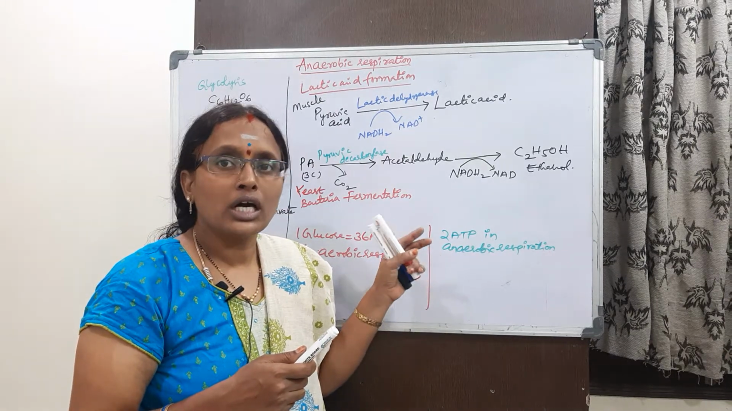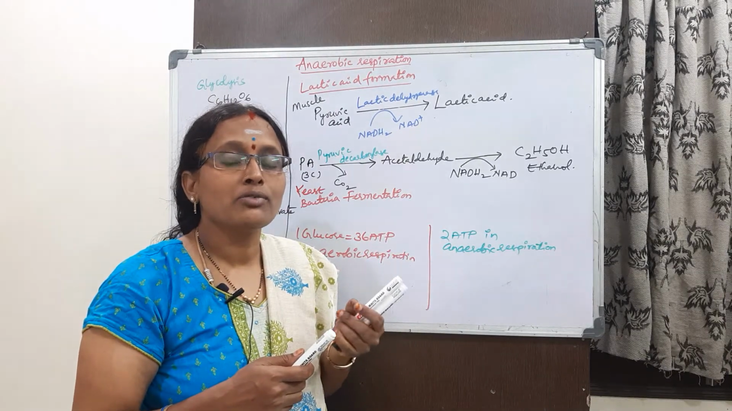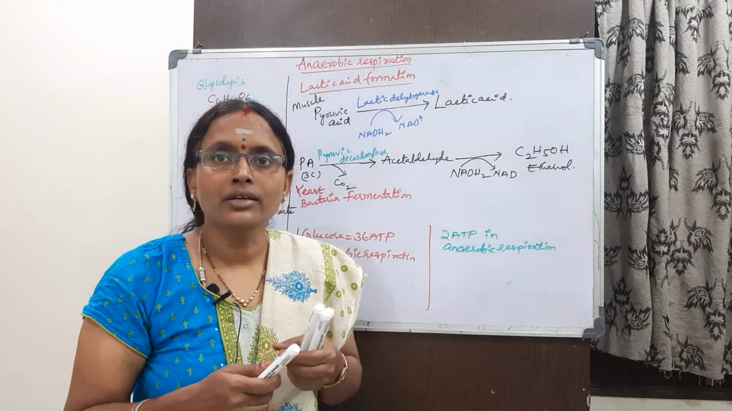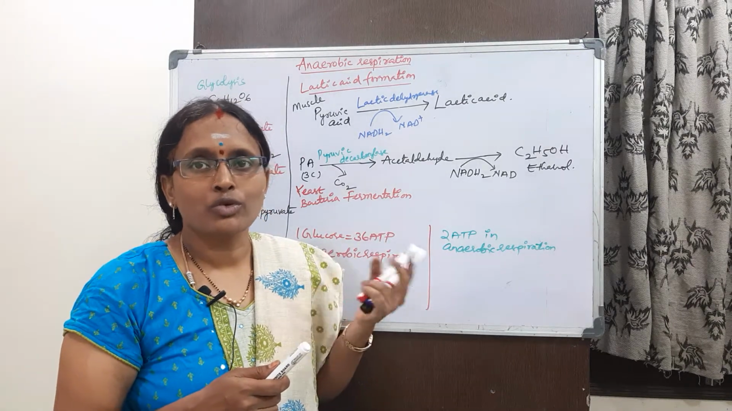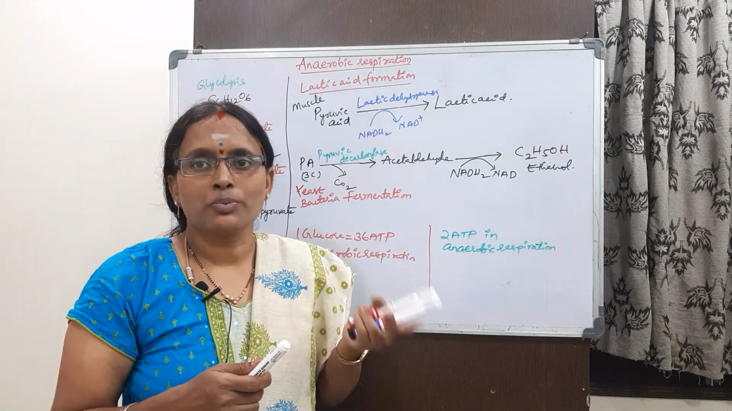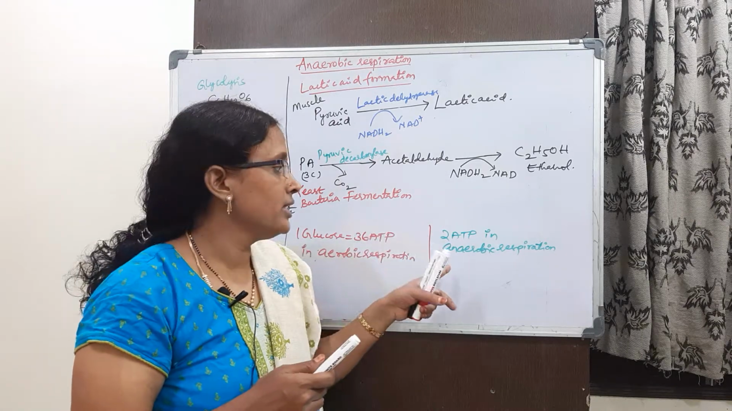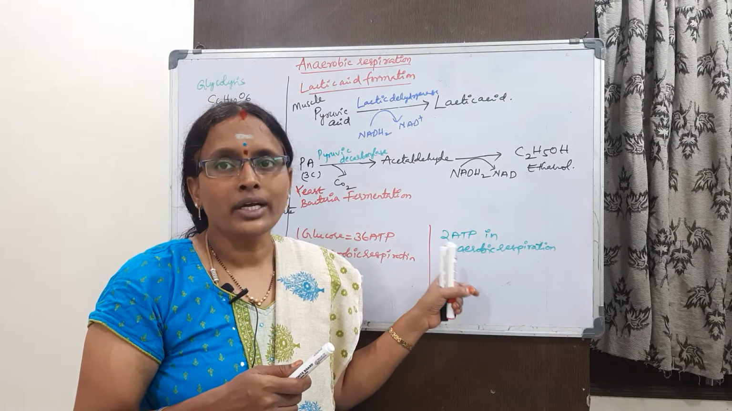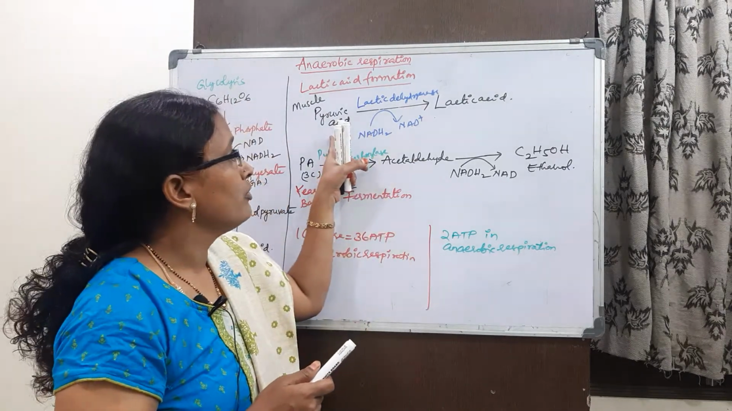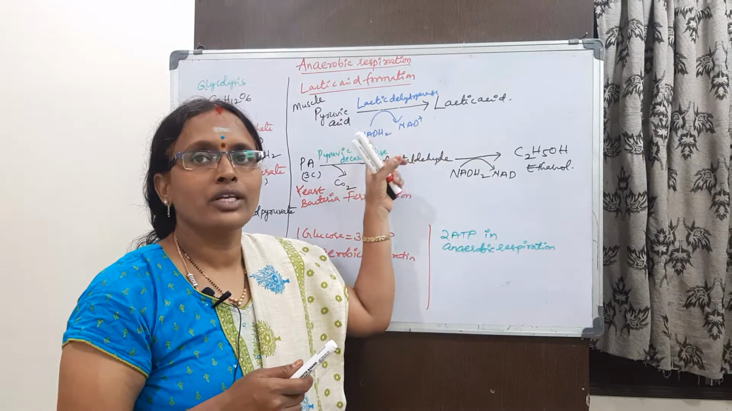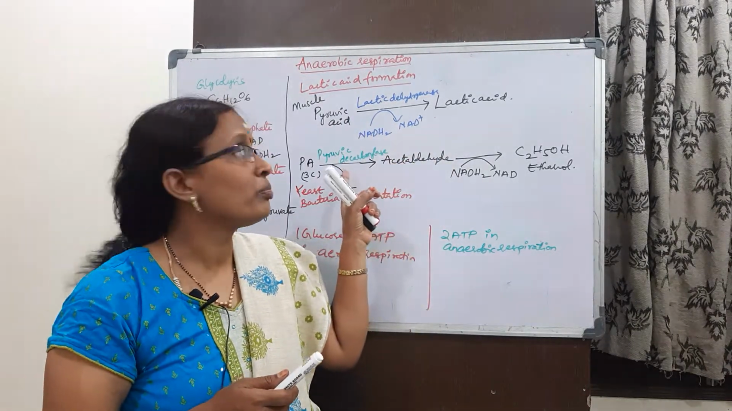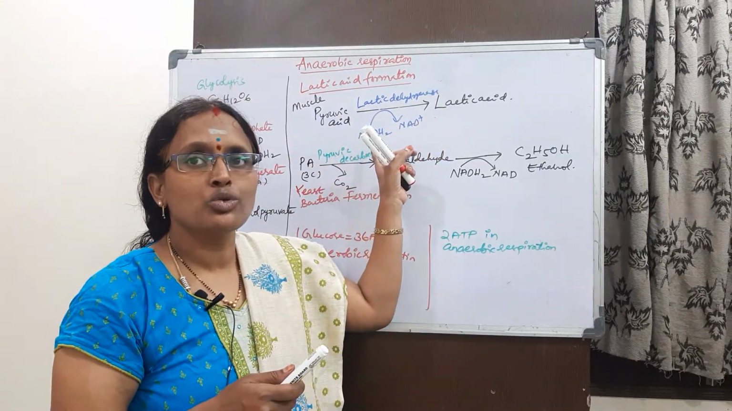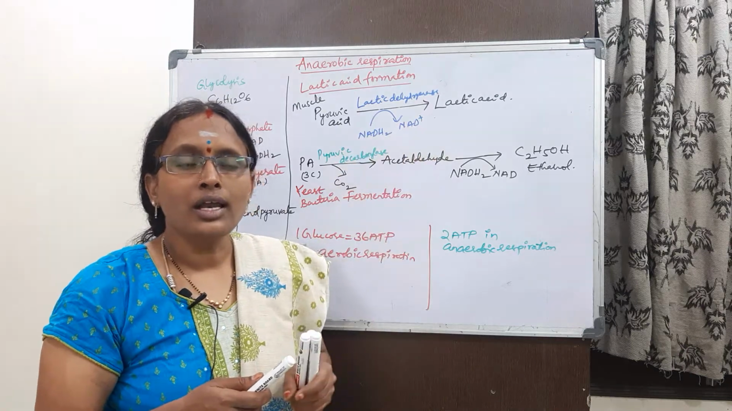In substrate level phosphorylation, in glycolysis we get 4 ATPs. Of that, 2 ATPs are utilized for conversion of glucose into fructose 6-phosphate. So the remaining net gain is 2 ATPs. That is the reason we get only 2 ATPs in anaerobic respiration. Here also pyruvic acid forms lactic acid in the presence of lactic dehydrogenase. It uses NADH2 and forms lactic acid.